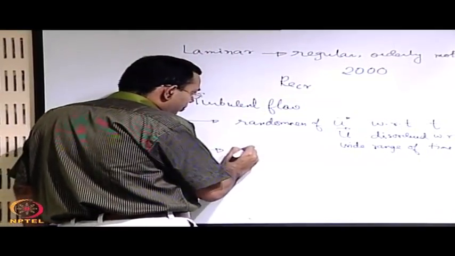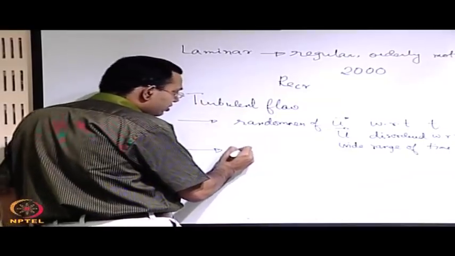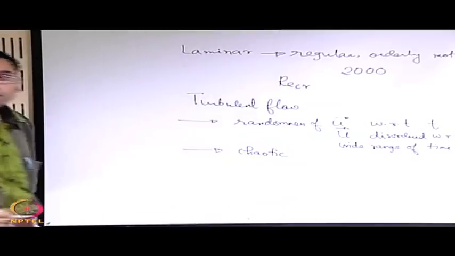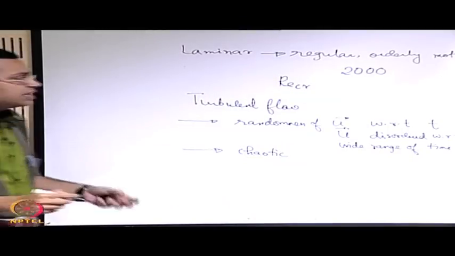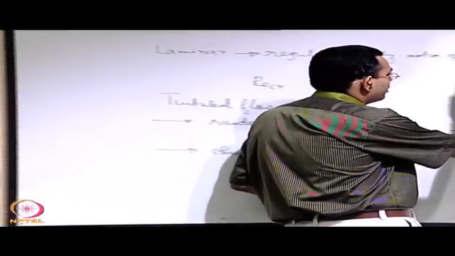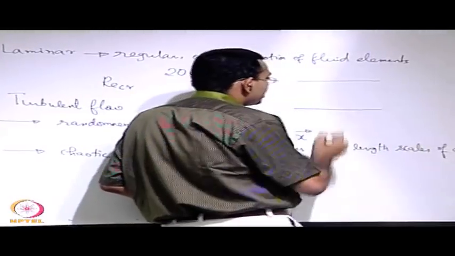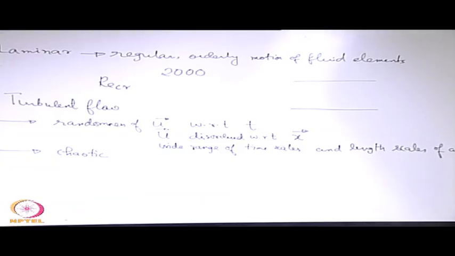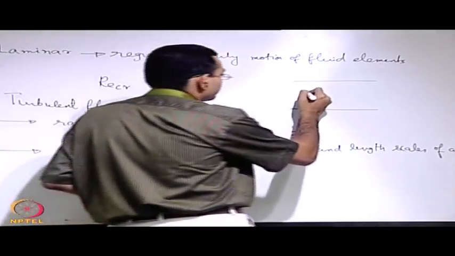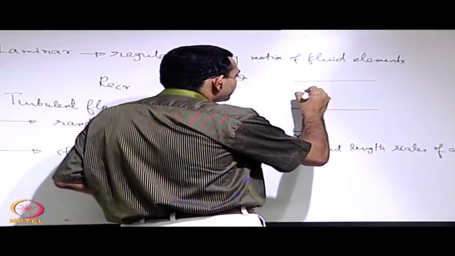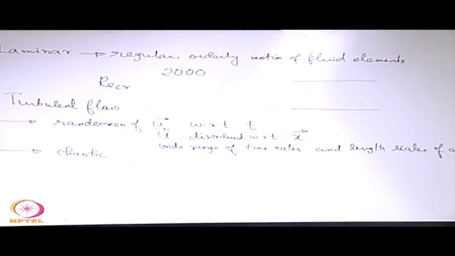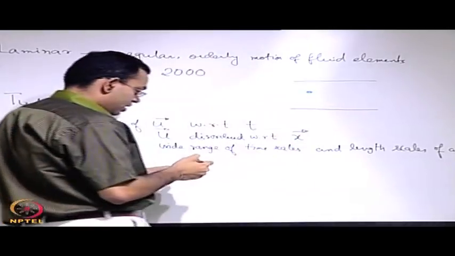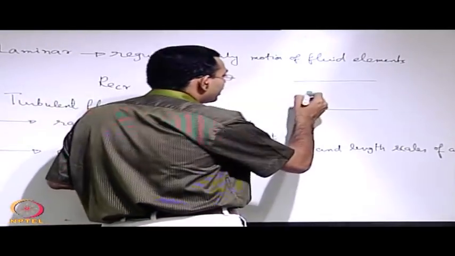The important consideration related to this is that the motion is chaotic. So, what do we mean by this? Let us say that you have a system in which you have some fluid and the fluid is flowing, and let us say that we introduce some particles. So, let us say we introduce a particle here, and say we introduce another particle here.